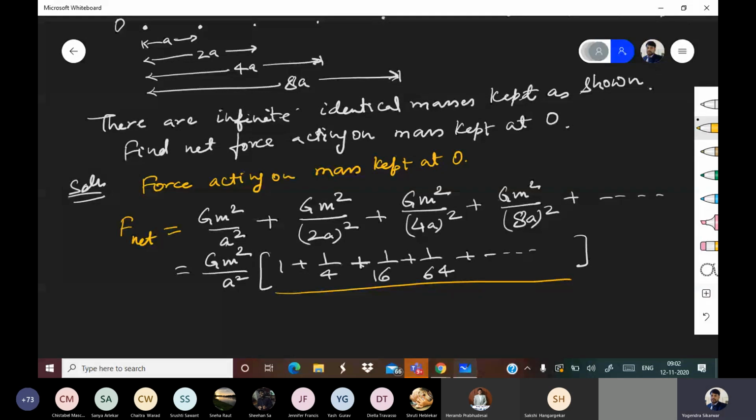So the sum of that infinite GP will be, pay attention, GM squared upon A squared times the formula for S, which is S equals A upon 1 minus R, where A is the first term, which is 1 here, and R is the common ratio. Common ratio is the thing by which, if you multiply the first term, you get the second term. So common ratio here is 1 by 4.